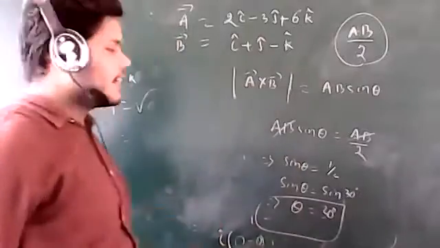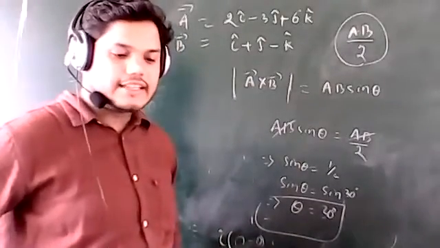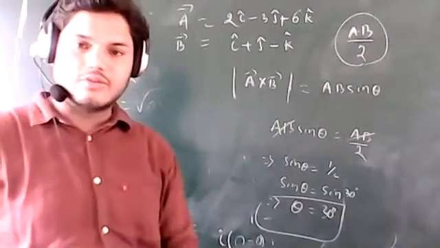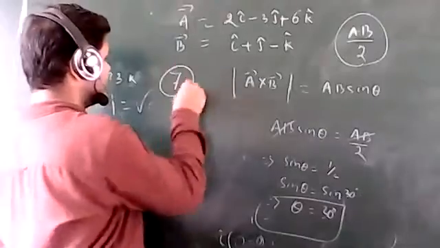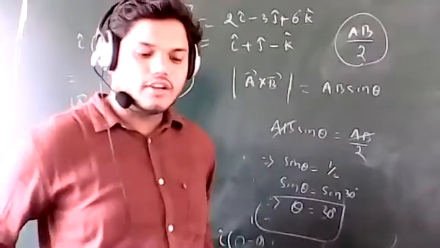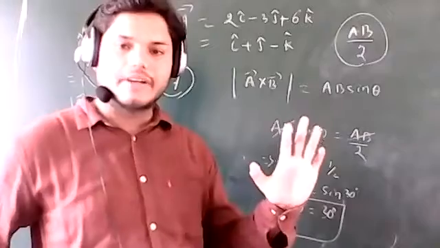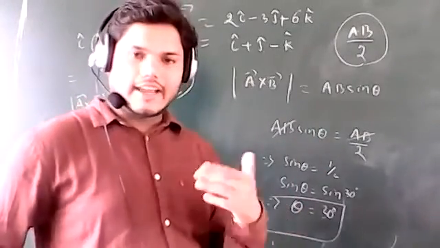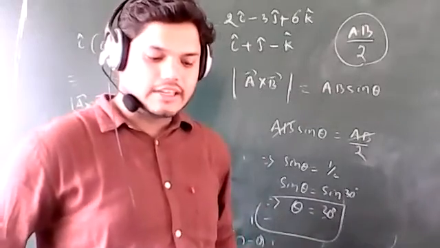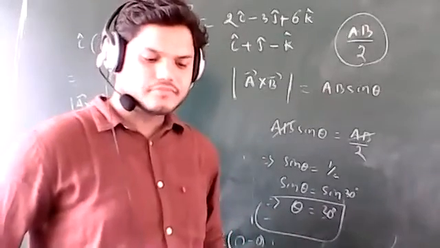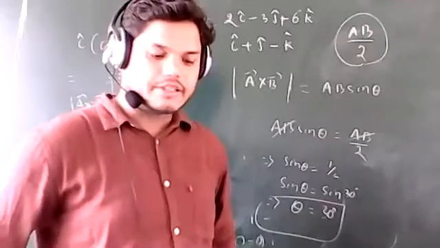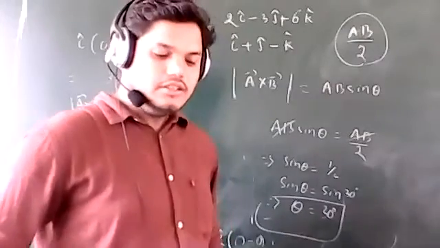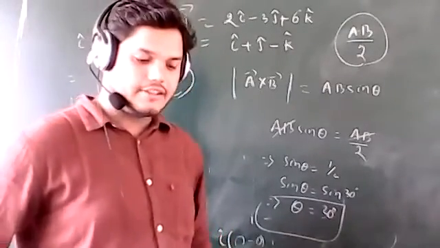In this question, A vector and B vector are given to you, okay. And the question is asking, find a vector whose length is 7, which is perpendicular to each of the vectors. That means perpendicular to the A vector as well as the B vector. Okay. And you have to find out the required vector whose length is 7.